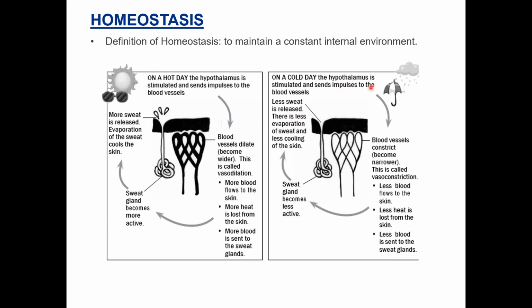Your hypothalamus is stimulated, sends a message to the blood vessels to constrict. Less blood flows to the surface of the skin. This is called vasoconstriction. If less blood flows to the surface of the skin, less heat is lost by the skin by radiation. Less blood flows to the sweat glands, so less sweat will be released and less evaporation of the sweat, less cooling of the body, more heat is conserved, and that will bring your temperature back to normal.